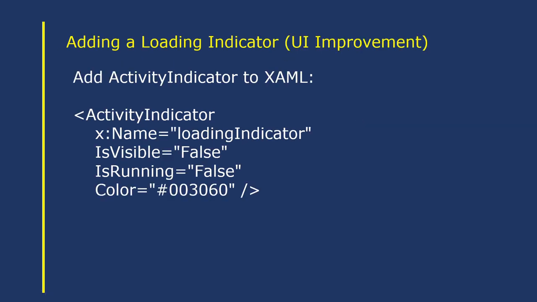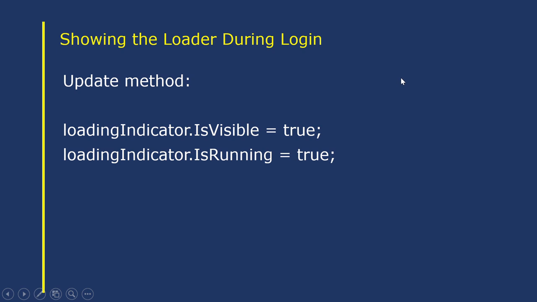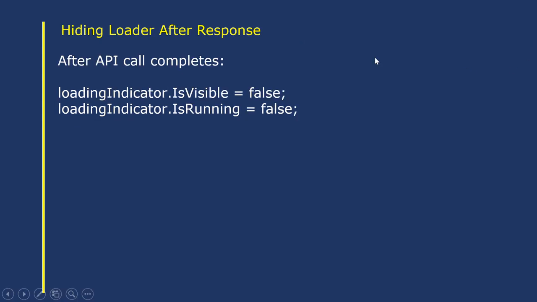We add an activity indicator to show a loading spinner when the login process is running. This improves user experience by indicating that the system is processing. Before calling the API, we enable the loading indicator to show that the system is working. Once the API response is received, we hide the loading indicator to return the UI to normal state.